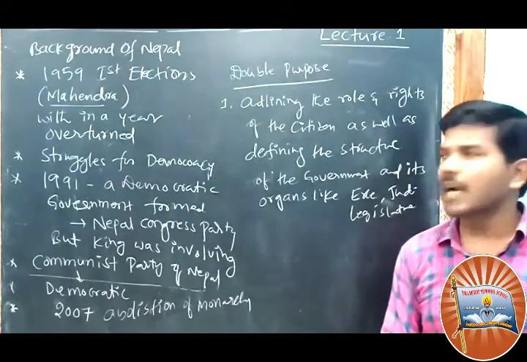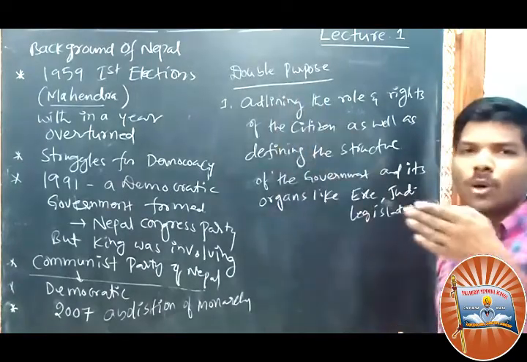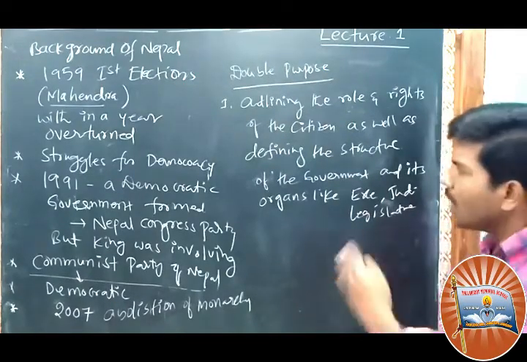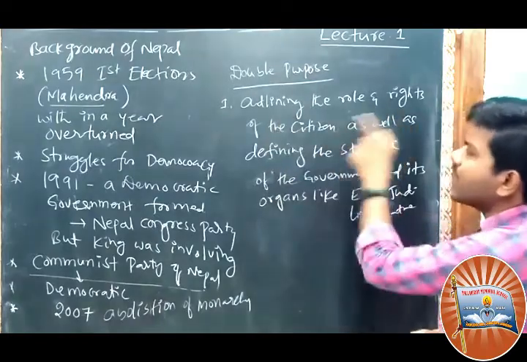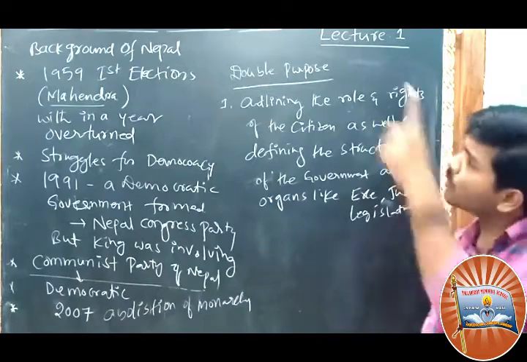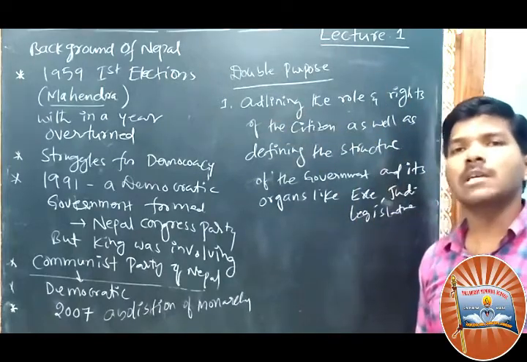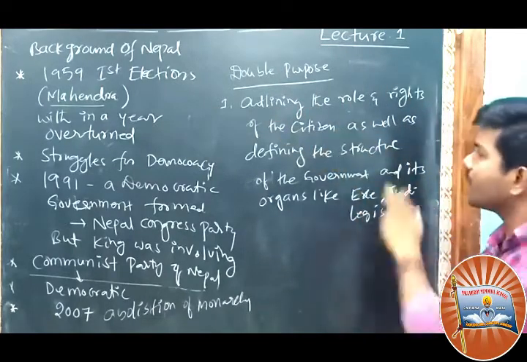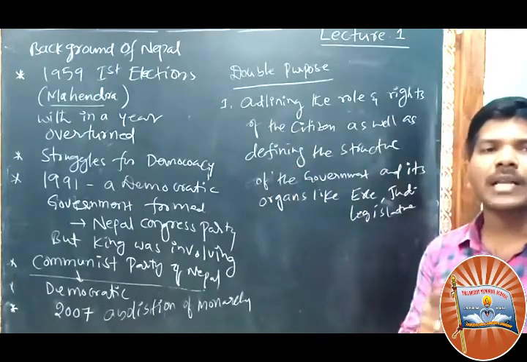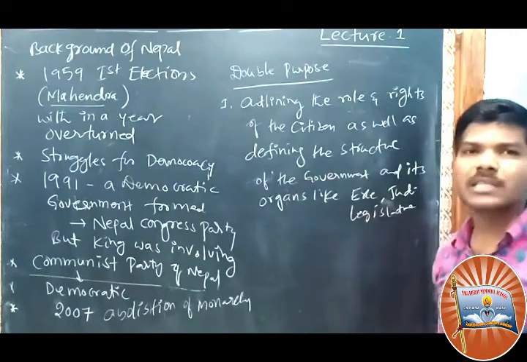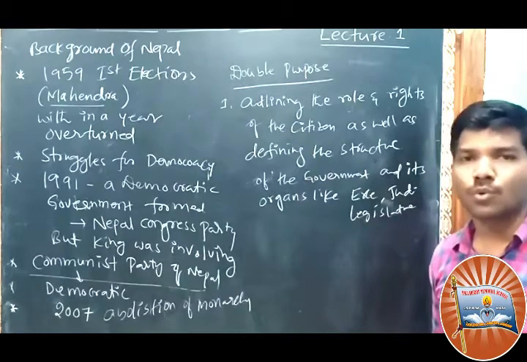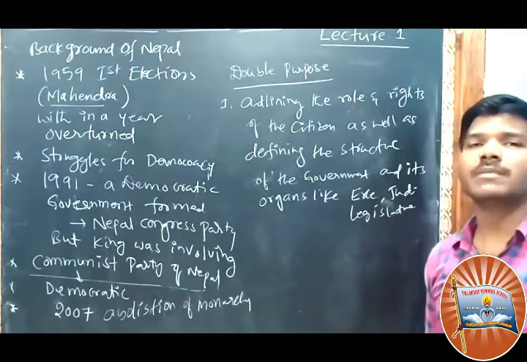So what did we understand? The constitution has two sides, like a coin. One side outlines the role and rights of the citizen. I am a citizen of a country; what are my rights and what are my roles? They are also in the constitution. As well as defining the structure of the government: what government can do, what government cannot do, and what the limits of the government are.